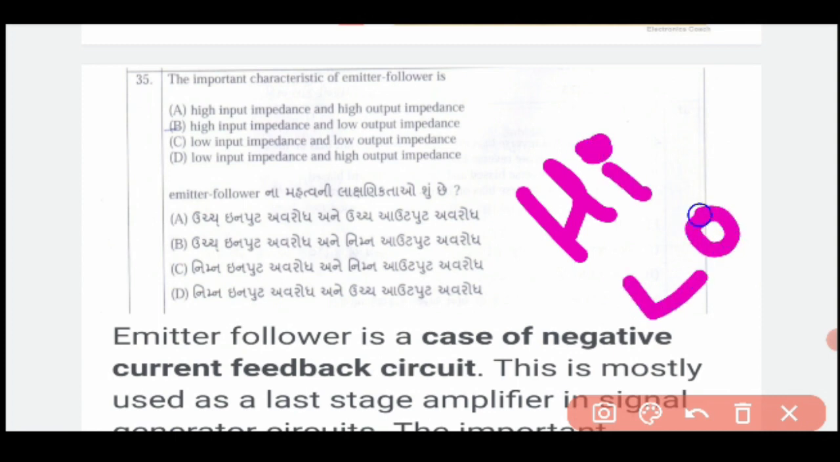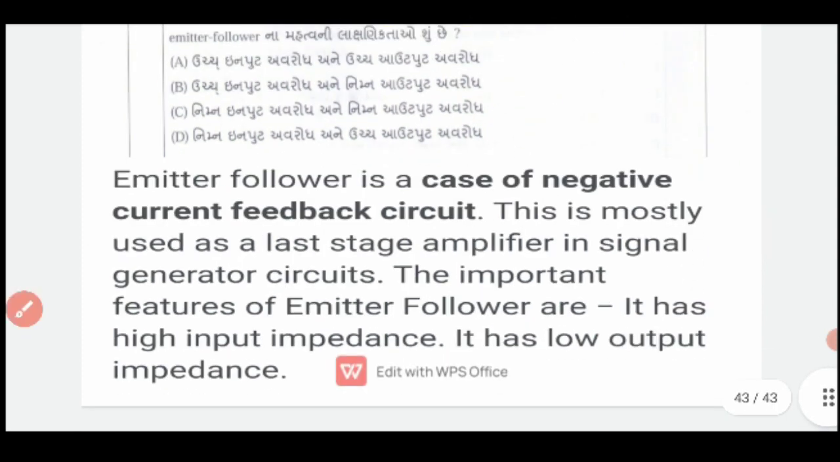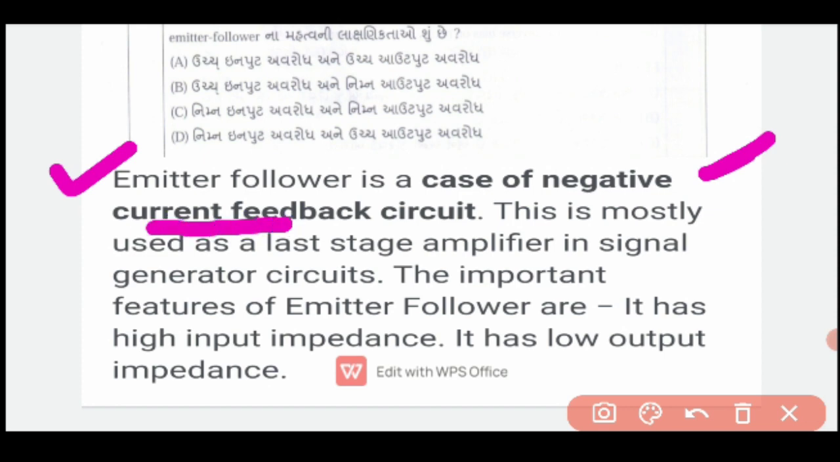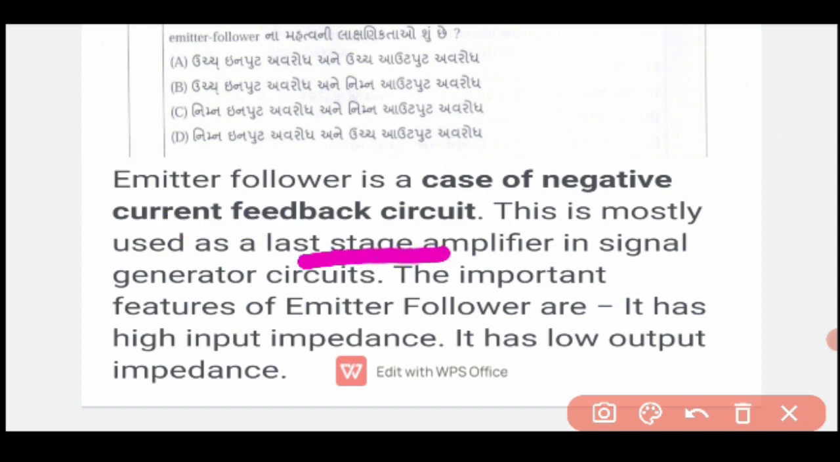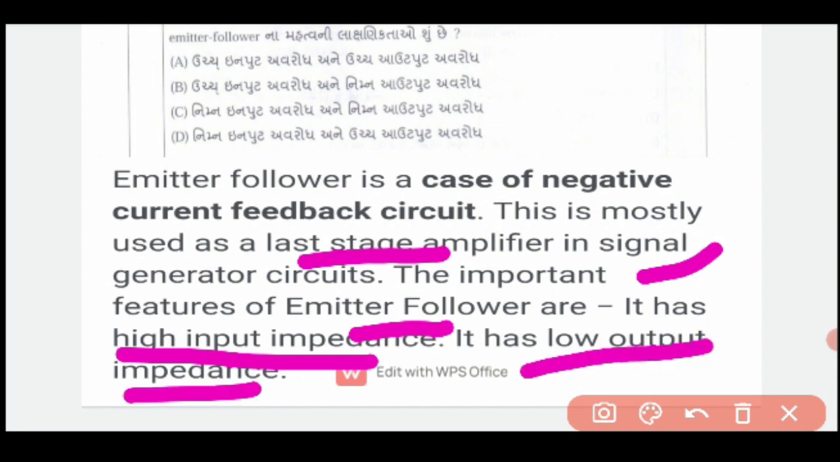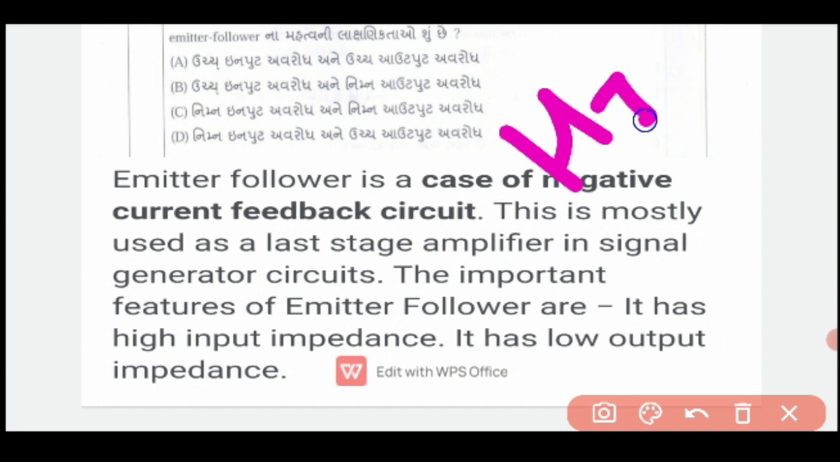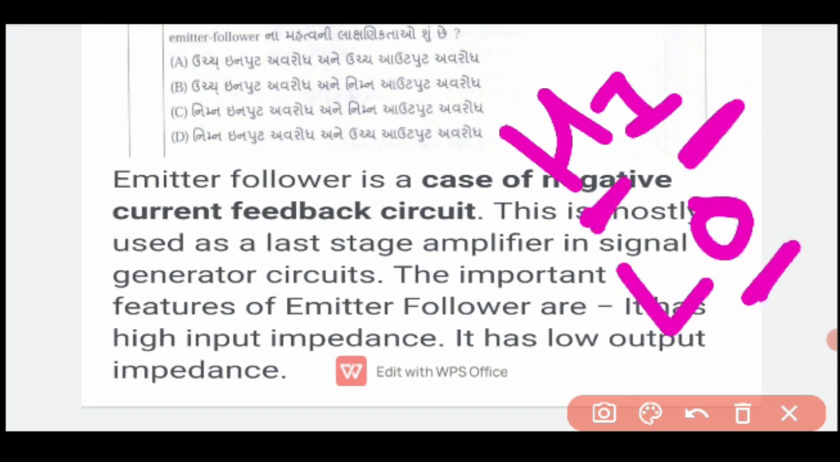and low output impedance. High input impedance and low output impedance in the emitter follower. The emitter follower is a case of a negative current feedback circuit. It is mostly used as the last stage amplifier in signal generator circuits. The important features of the emitter follower are that it has high input impedance and low output impedance.